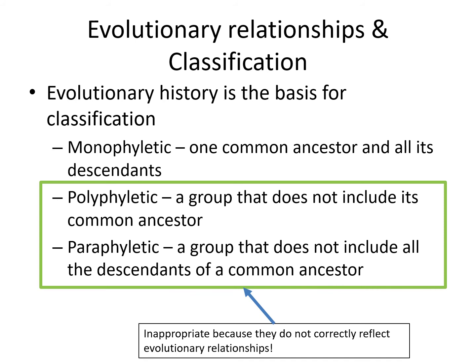Monophyletic, you have a common ancestor and every descendant from it, and we'll see an example of this on a phylogenetic tree in a second. Polyphyletic, no common ancestor in the group that you're looking at, and a paraphyletic has a common ancestor, but not all the descendants. So let's see what that looks like on an actual phylogenetic tree.